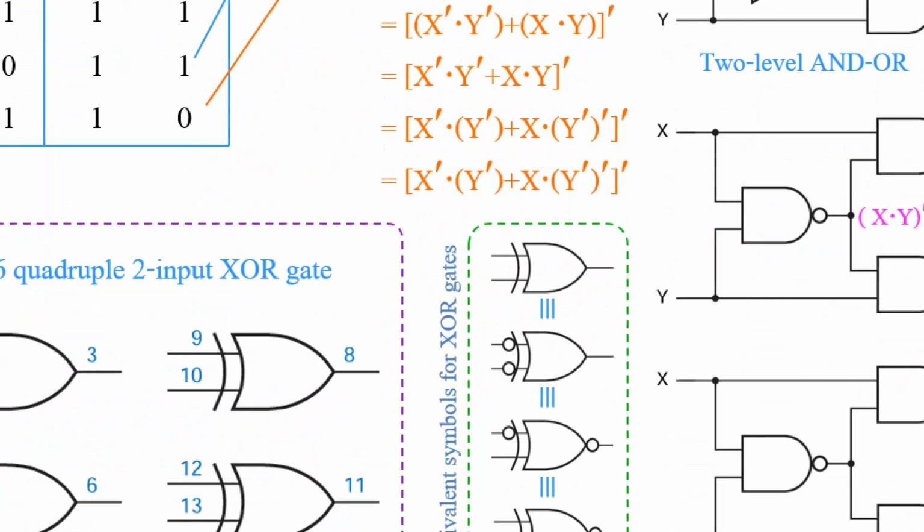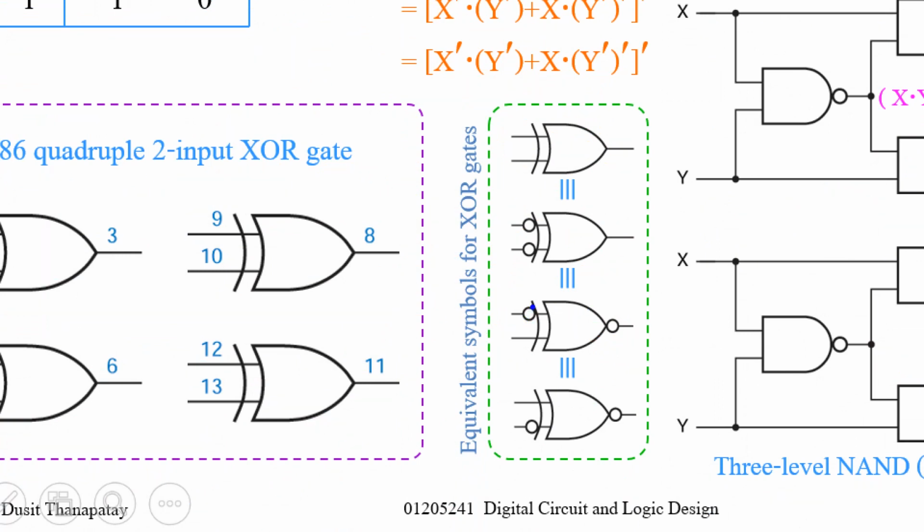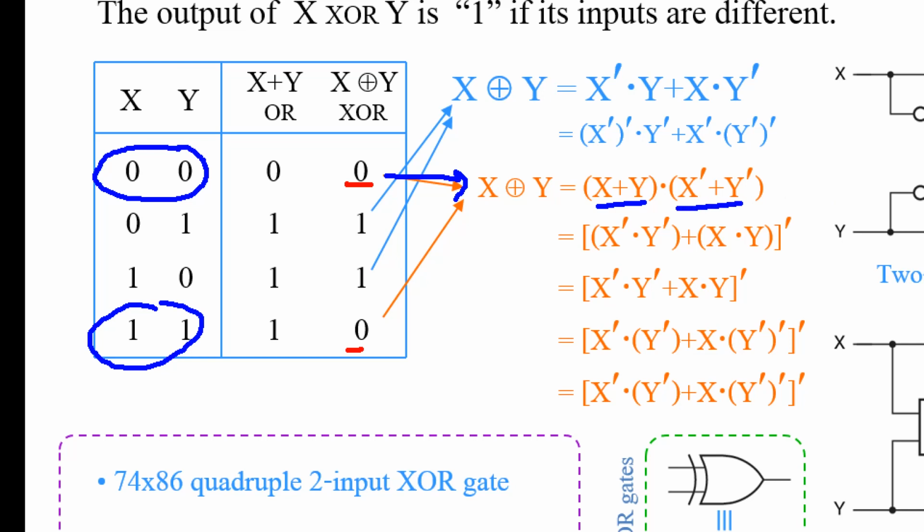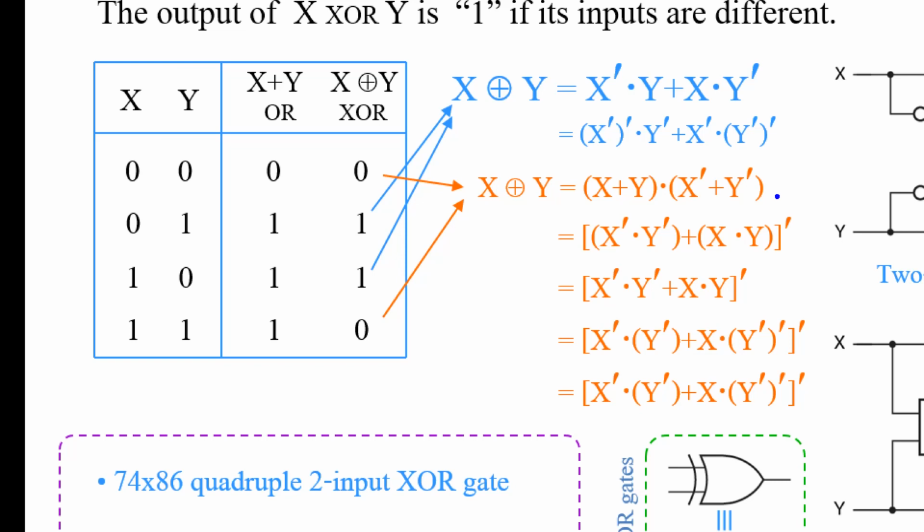And furthermore, actually you can arrange this term, and you can conclude that you can add a pair of inversion bubbles in any place, namely both at input, or one at input and one at output. So you still have the same two input XOR gate. And if you consider logic 0 output, so you can consider as what? 0, right? Maxterm is x plus y. 1, 1, x prime plus y prime. Okay, this is the basic one.